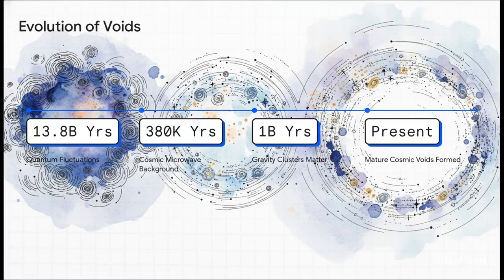If we trace this chronological history back, it all starts 13.8 billion years ago with tiny microscopic quantum fluctuations. By 380,000 years in, we see these fluctuations permanently stamped onto the cosmic microwave background as tiny differences in temperature and density. Fast forward to a billion years ago, and gravity is working overtime, pulling the denser matter together to form stars and galaxies. But as a direct consequence of all that matter clumping together, the less dense areas are completely emptied out. Over billions of years, they are essentially vacuumed clean by the gravitational pull of those forming galaxies, leaving us with the mature, massive cosmic voids we observe today.